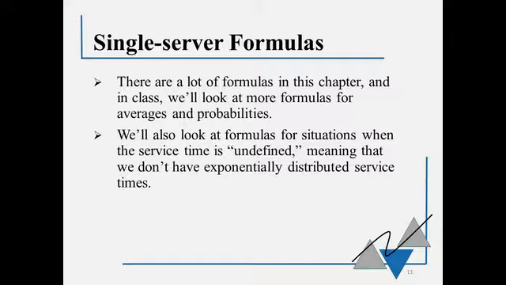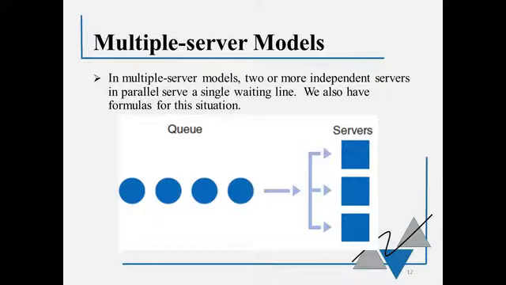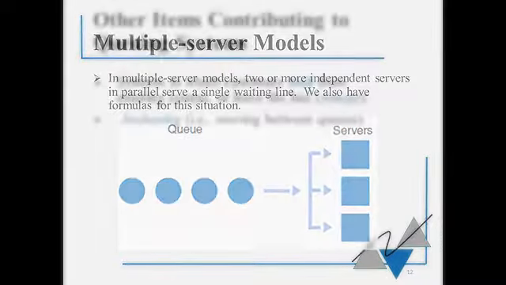We will also look at formulas for situations where the service time is undefined, meaning that it's not necessarily an exponentially distributed service time. We will also, in class, look at multiple server models. To me, this looks like the post office, the difference between the post office and a grocery store. At my post office, we all wait in one line, and there's usually 2 or 3 people there to help us. And whoever finishes, then the first person in line gets to go to that server. So we also have formulas for this situation.